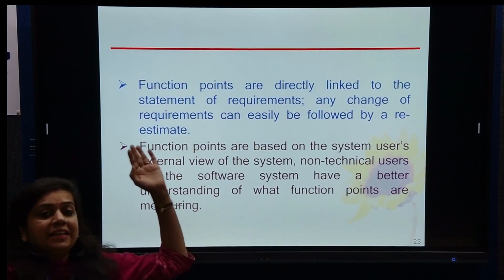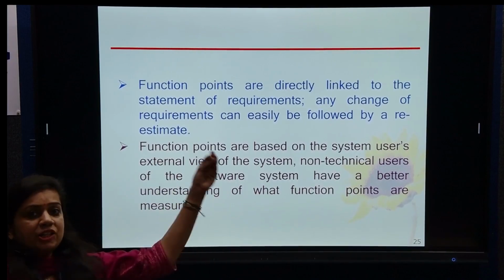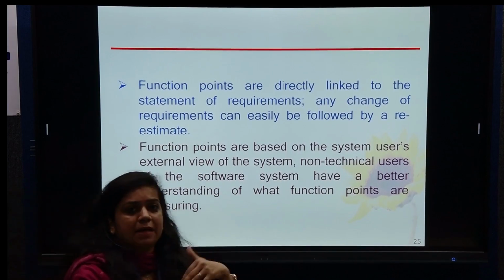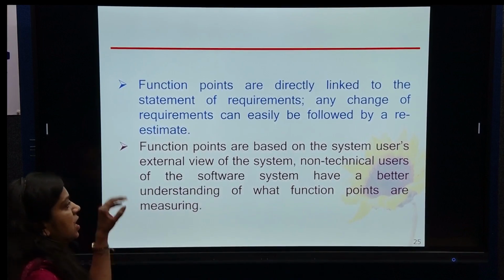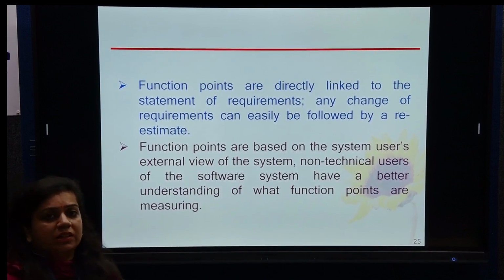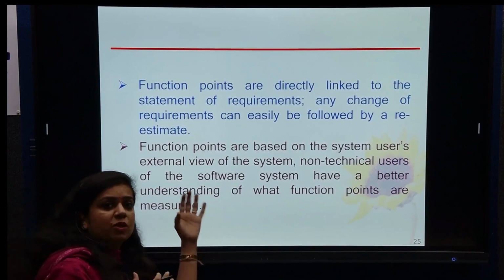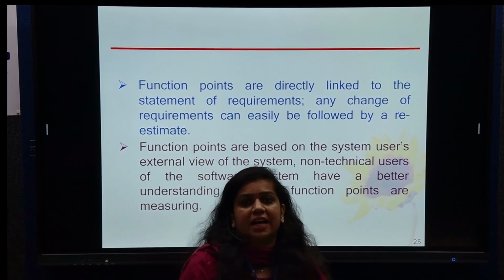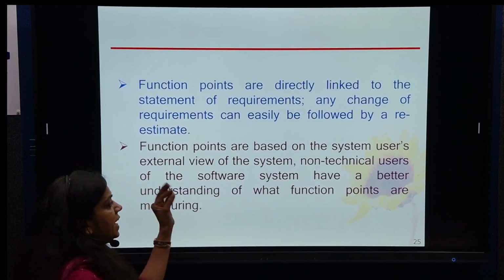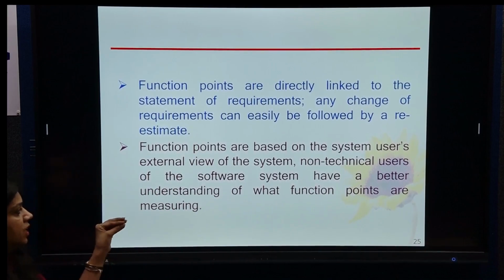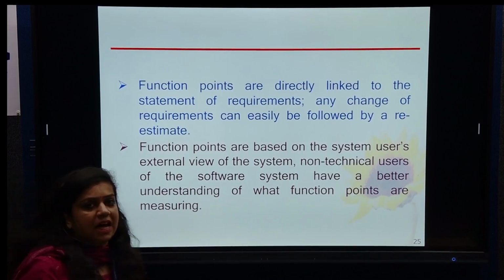Function points are directly linked to the statement of requirements. It means any change of requirements can easily be followed by the re-estimation of function points. Function points are based on the user external view of the system, that is what the user is requesting and what it is receiving from the system. So it's very easy for the non-technical user to have a better understanding of what the function points are measuring.